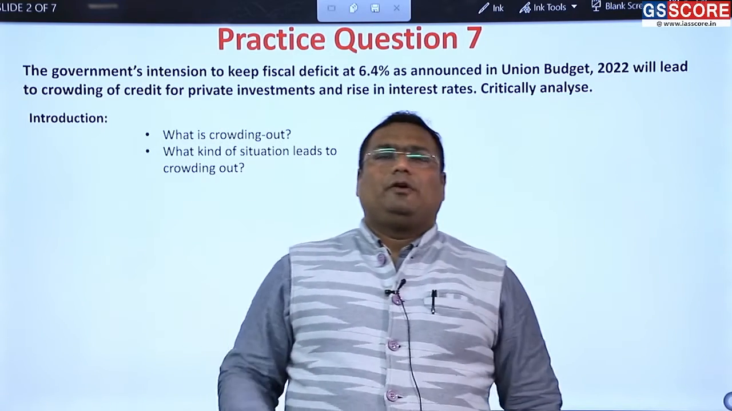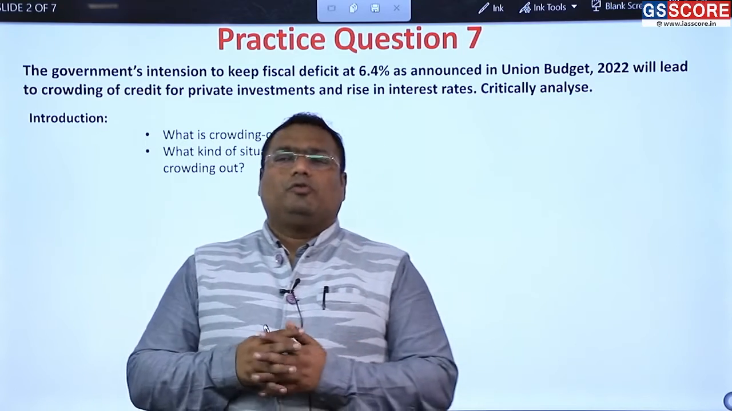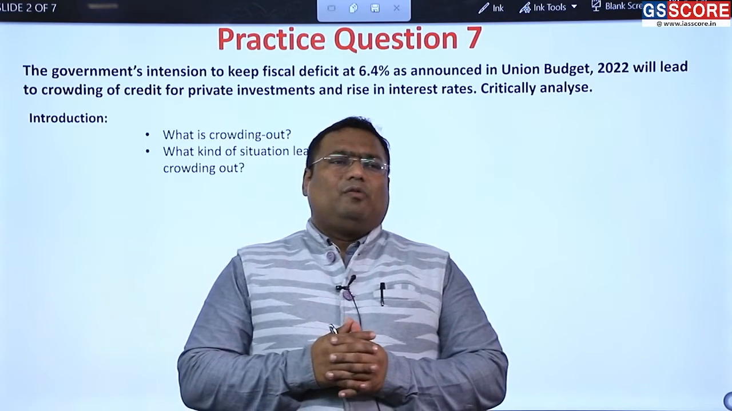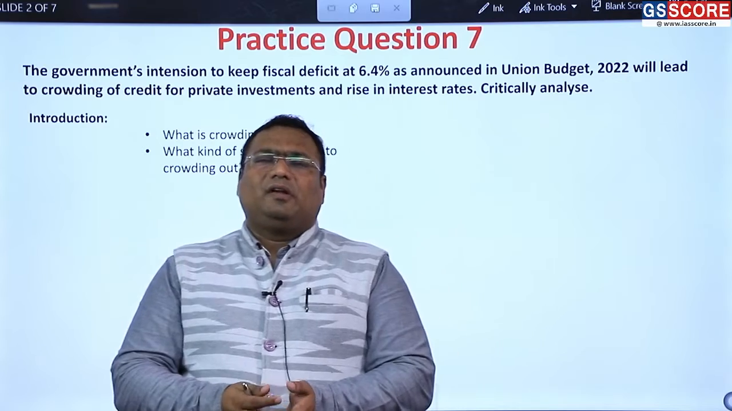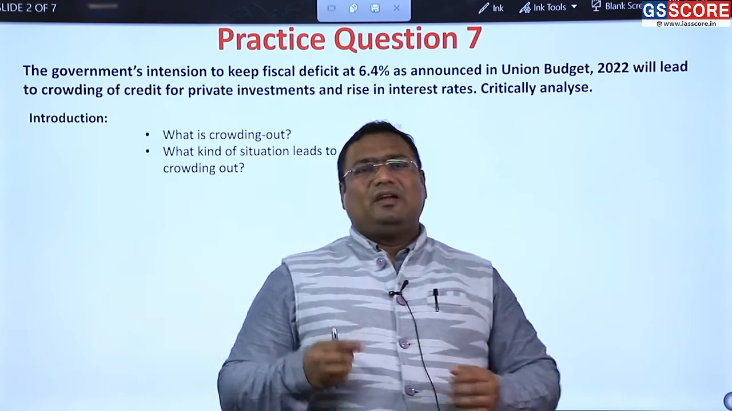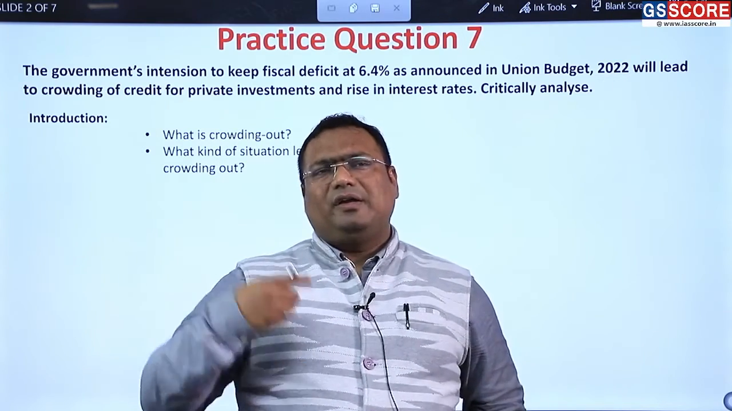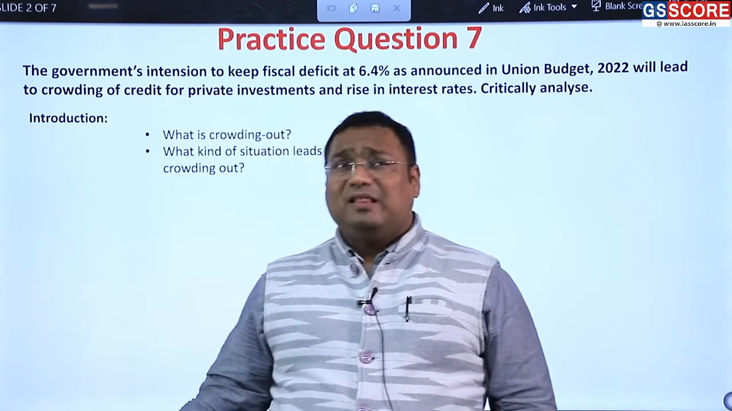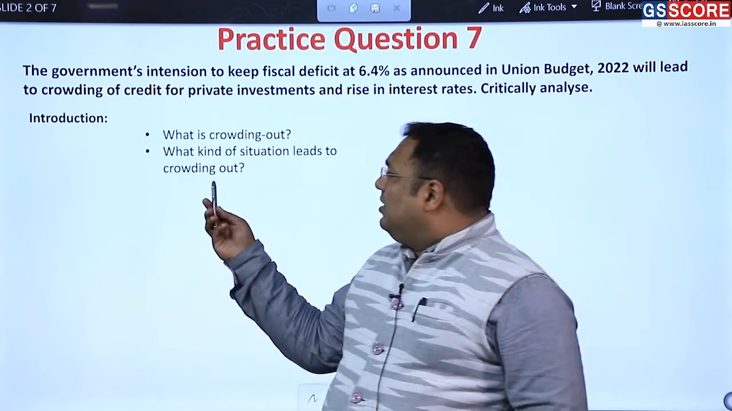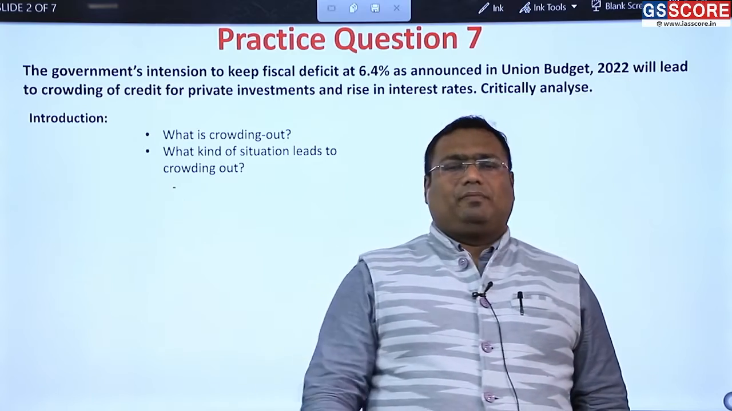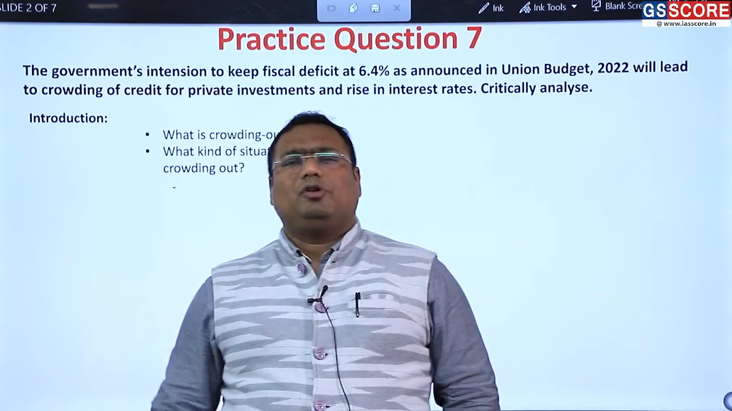Now we need to understand, in a slowdown situation, when the economy is not doing well, when people do not have much confidence, when there is uncertainty, demand is less. In such a situation, if the government creates a larger fiscal deficit, crowding out does not happen. Rather, a crowding in situation happens.